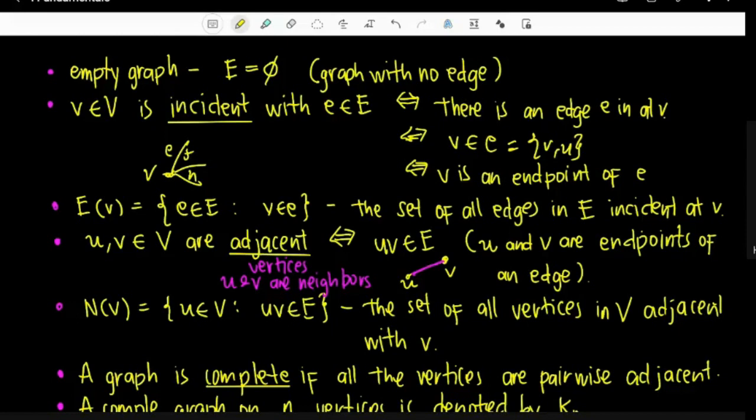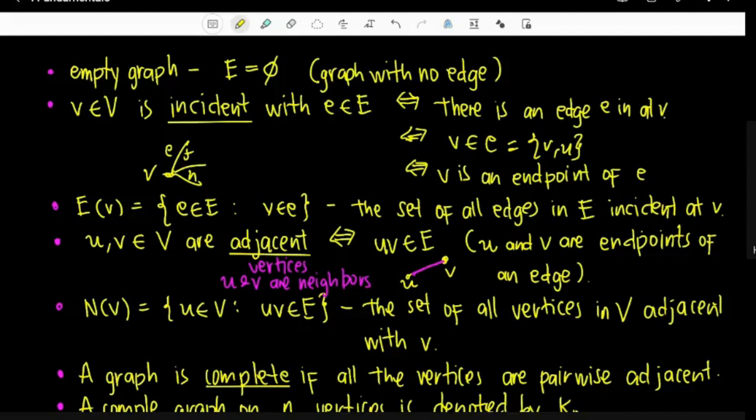Now, if U and V are adjacent, then UV is an edge. So, meaning U and V are endpoints of an edge. So, adjacency of two vertices means there's an edge between them. It is connected by an edge.